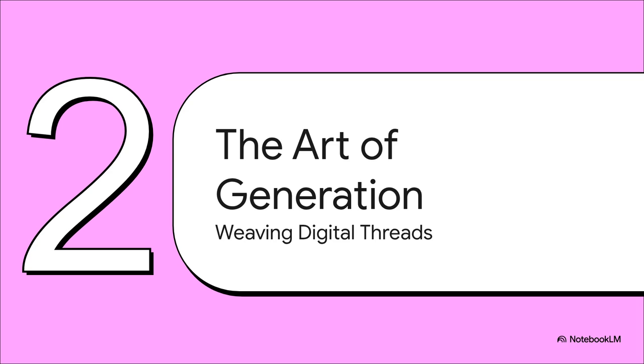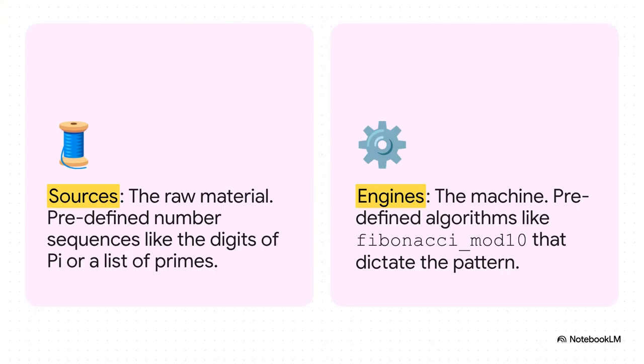All right, so how do we actually make one of these weaves? This is where that digital loom metaphor really comes to life. It's not just a random mashup, it's a very specific combination of ingredients and machinery. The toolkit really has two key ingredients for this. On one side, you've got sources. These are your threads, predefined sequences like pi or a list of prime numbers. And on the other side, you've got engines. These are the algorithms, the moving parts of the loom, like a Fibonacci sequence that provides the underlying pattern.